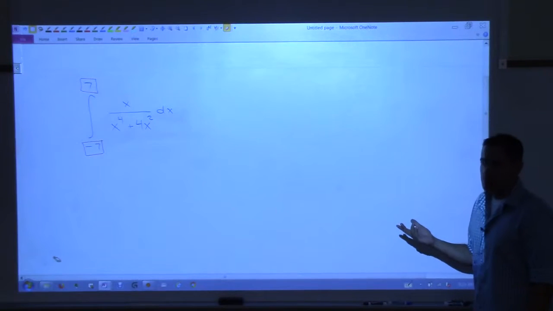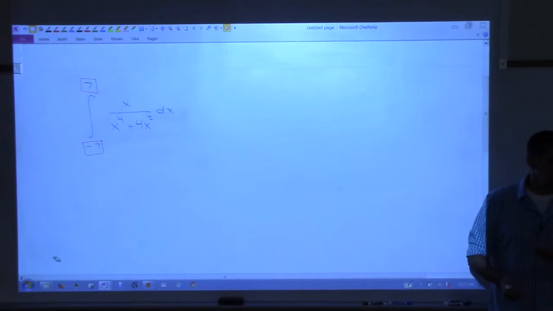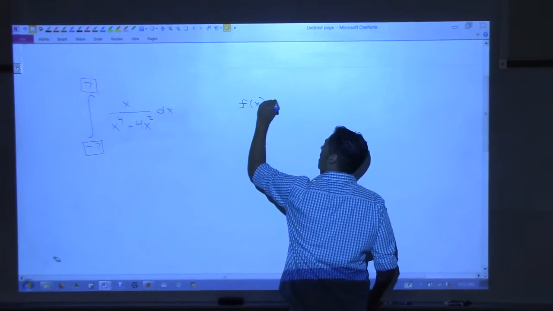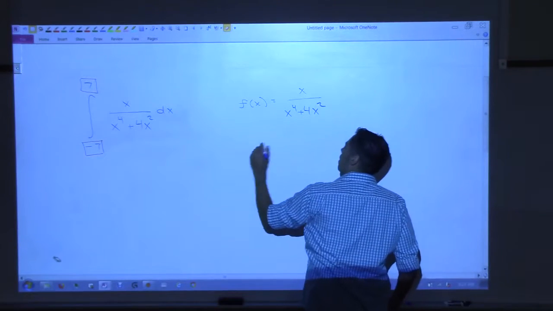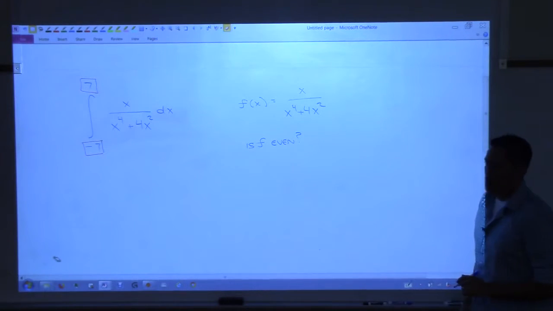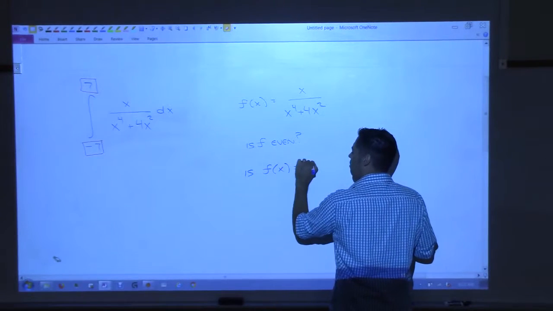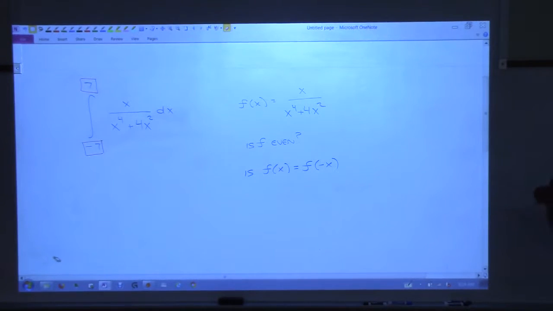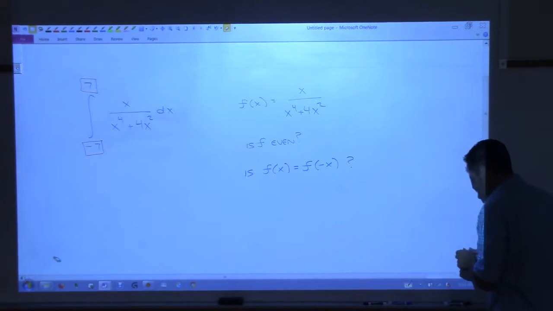So let's check. Is it an odd function or an even function? The reason I'm doing this is because I want to make sure we know how to do this. The function we're looking at here is f of x equals x over x to the 4th plus 4x squared. Is f even? Well, what do we have to look at? Is f of x equal to f of negative x? Do we get the same answer when we plug x in as we get when we plug in negative x? Is that equal?